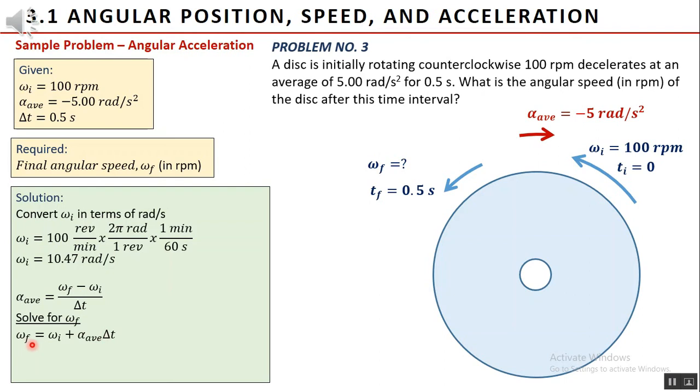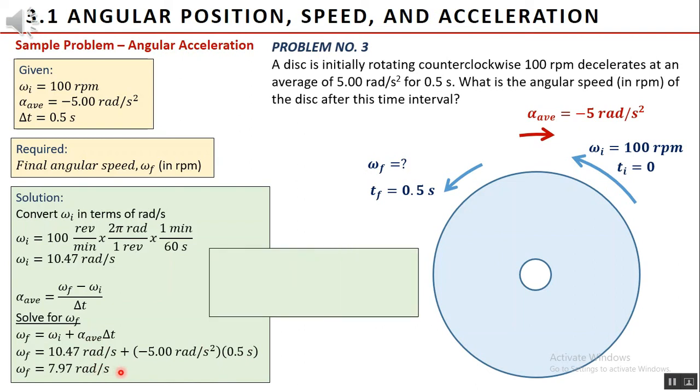A little bit of algebra will give, final angular velocity is equal to the initial angular velocity plus the product of angular acceleration multiplied by time interval. Then substituting the given information will give a final angular velocity of 7.97 radians per second. This is not the final answer yet, since we are going to express this in terms of RPM. So we multiply this by the conversion factors 1 revolution is to 2 pi radians, and 60 seconds in 1 minute, therefore the answer is 76.13 revolutions per minute.